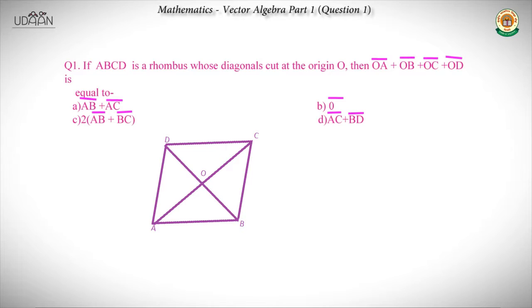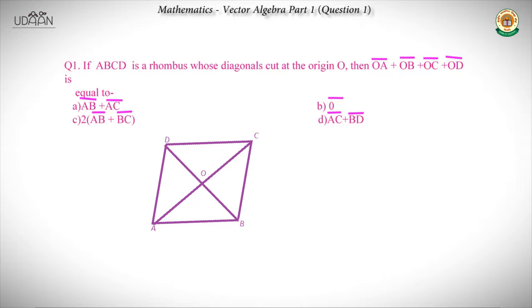So we'll start with problems for the chapter vector algebra, and the first problem is right in front of us. We need to find the value of OA vector plus OB vector plus OC vector plus OD vector, where ABCD is a rhombus whose diagonals cut at the origin O. So how do we go about it?